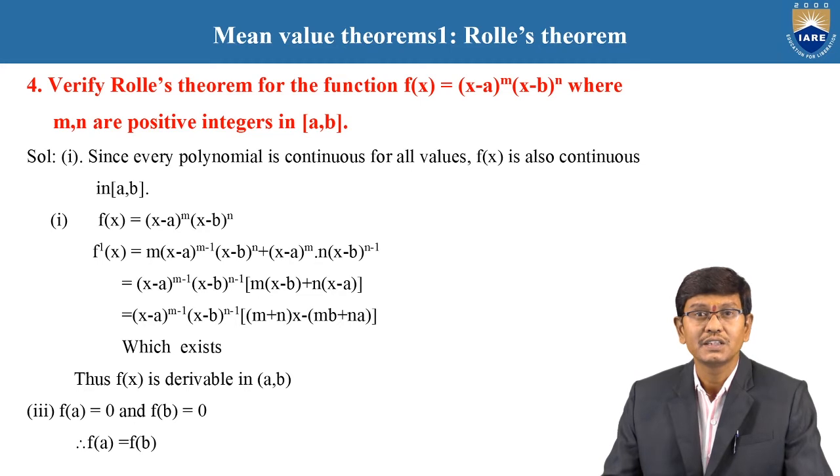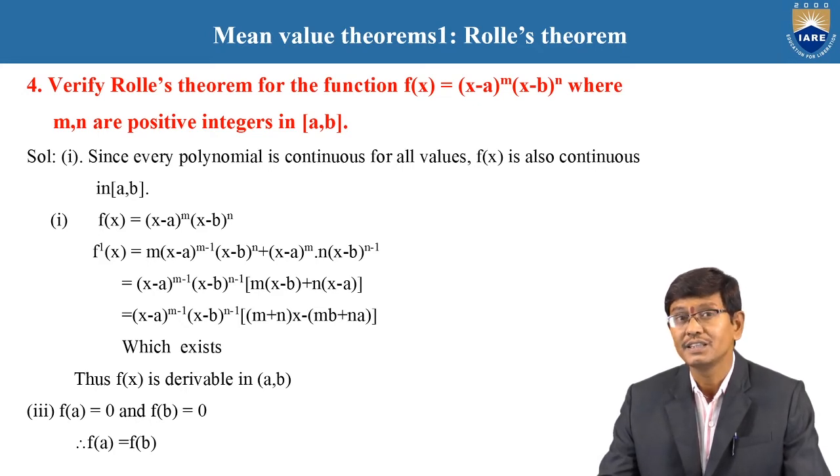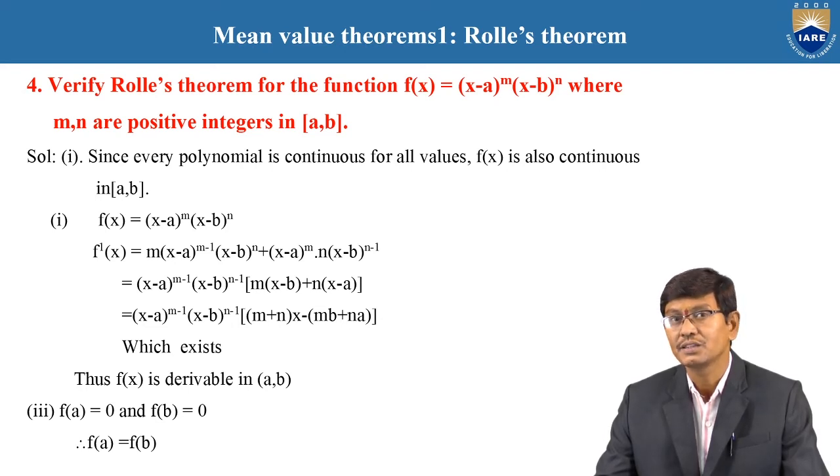In the given equation, the point a is given, and the point b is also given. Based upon the f of x function, whenever we replace x with a, the value f of a is equal to 0, because a minus a whole power of m is automatically 0, and 0 into something is also 0. Similarly, f of b at the second point: b minus b is 0, and 0 into something is also 0. Therefore, f of a is equal to f of b, both values are the same, that is 0 only.